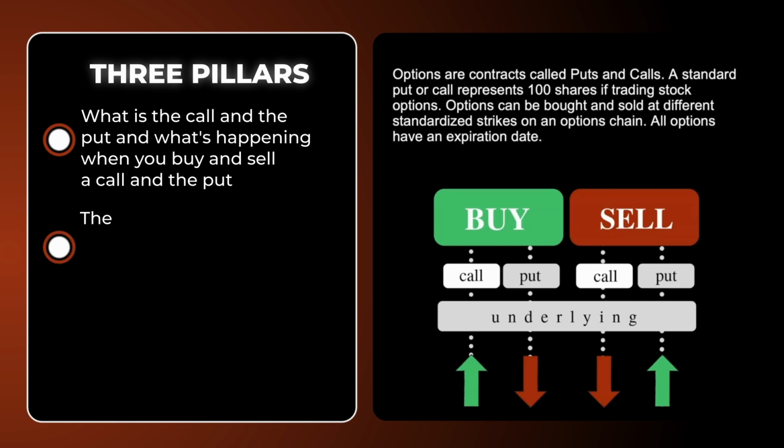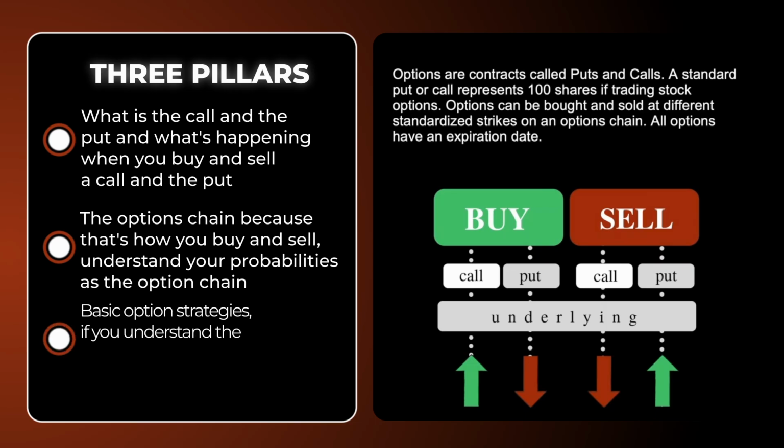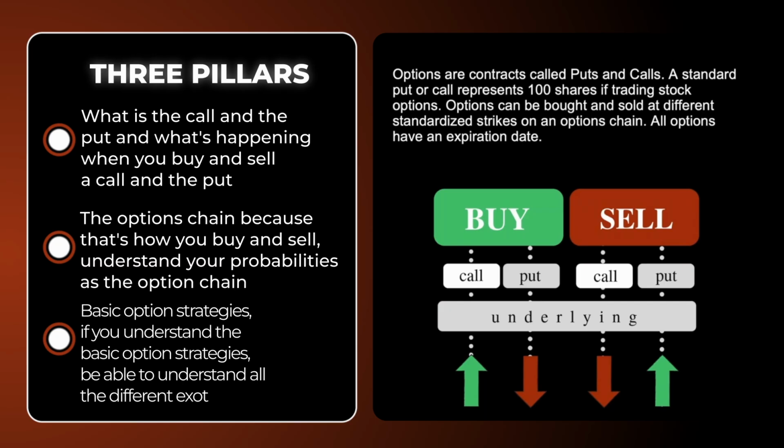The second pillar is the options chain, because that's how you buy and sell and understand your probabilities, is the option chain. And then the third pillar is basic option strategies. If you understand the basic option strategies, you'll be able to understand all the different exotic things that we create here at the Dorian Trader and others create outside of the Dorian Trader.